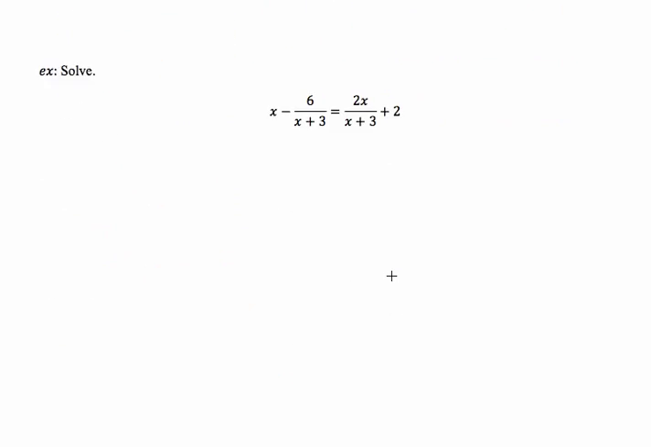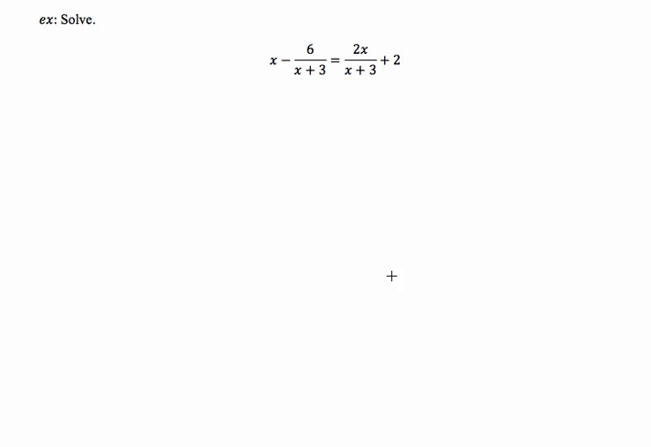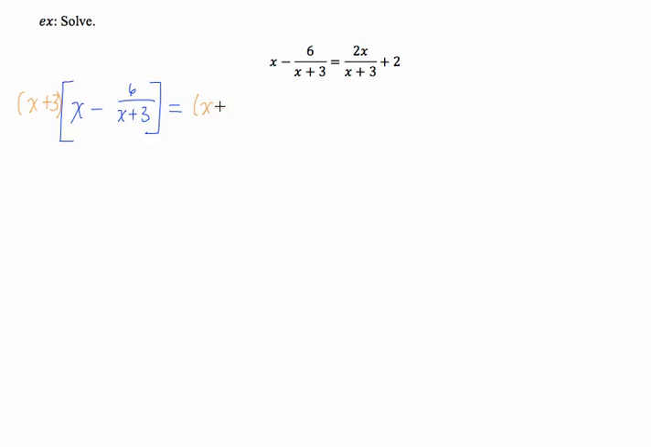Let's try another one. (x minus 6) over (x plus 3) equals 2x over (x plus 3), all plus 2. Okay, we want to solve that for x. So clearly the denominator here is x plus 3. So we'll multiply both sides by x plus 3. So x plus 3 times the whole left side, x minus 6 over x plus 3, equals x plus 3 times the whole right side, 2x over x plus 3 plus 2.